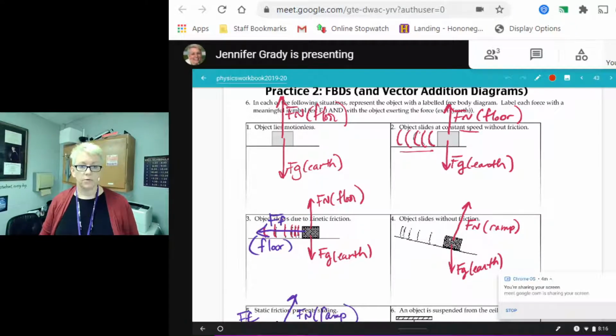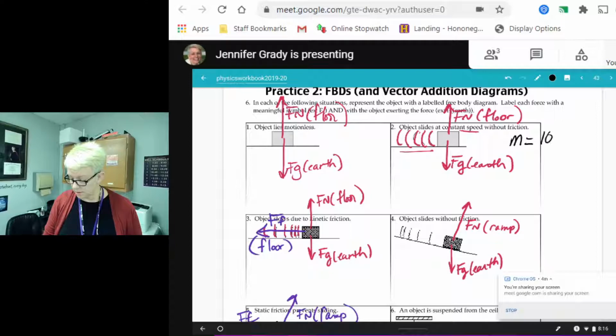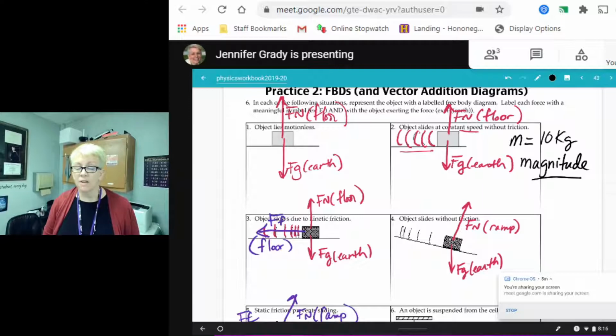For number 2, here's my free body diagram. Let's say the mass of my object is 10 kilograms, and I want to know the magnitude. Now, here's a word that always throws everybody: magnitude. You know what I mean when I say magnitude? I mean number. Find the number. Find the calculation. Give me the value of both of these forces, gravity and normal force.